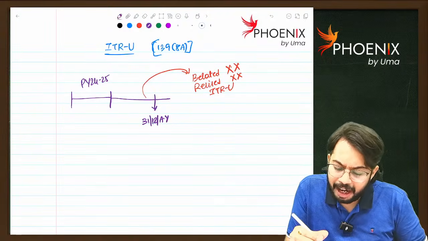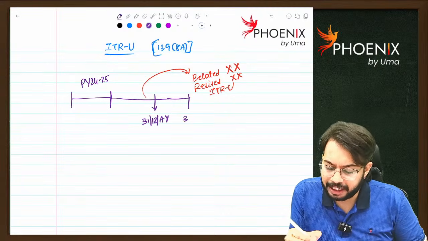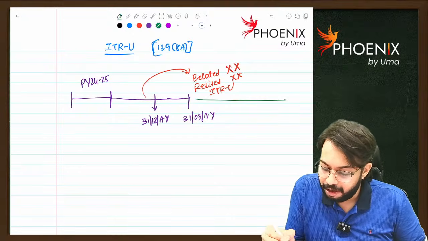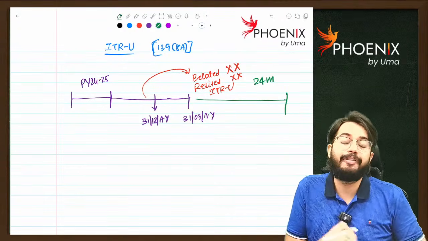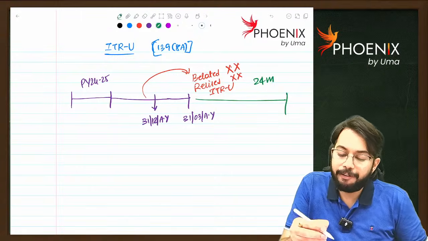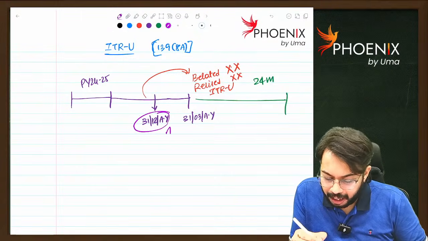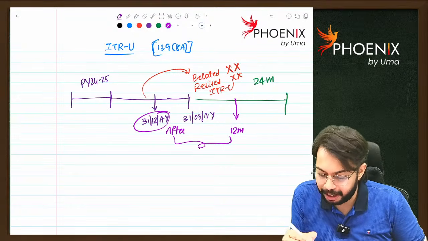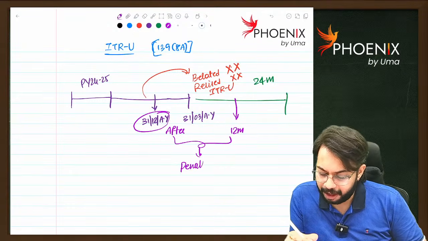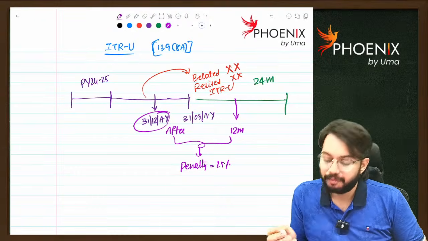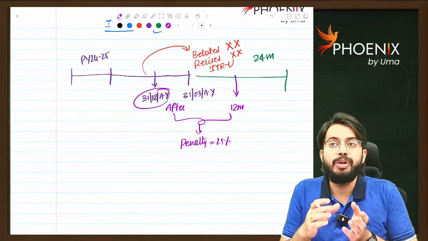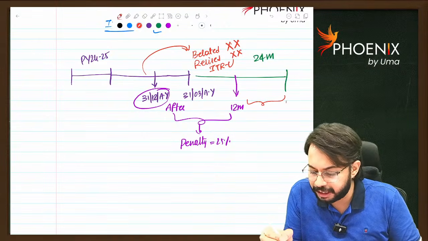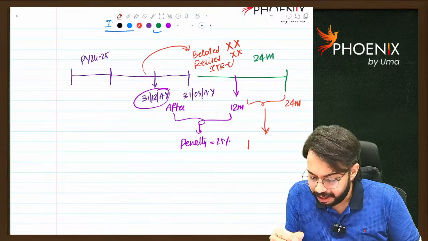So for how much period? Let's say the end of the assessment year is 31st March of the assessment year. From the end of the assessment year, for the next 24 months, you can file ITR-U. If you file ITR-U after 31st December of the assessment year and before 12 months from the end of the assessment year, then a penalty of 25% will be levied. If you file ITR-U after 12 months from the end of the assessment year but before 24 months from the end of the assessment year, then the penalty is 50%.